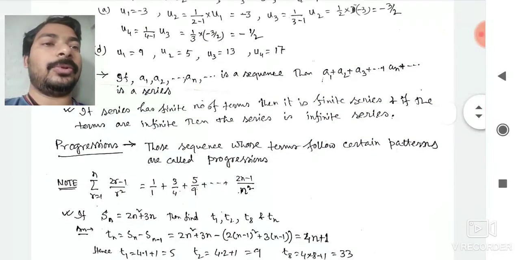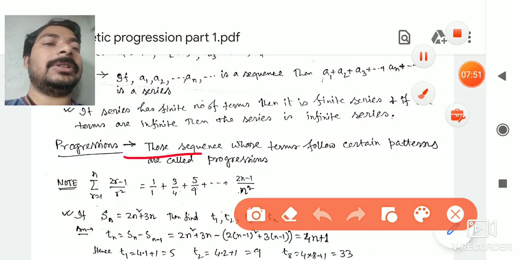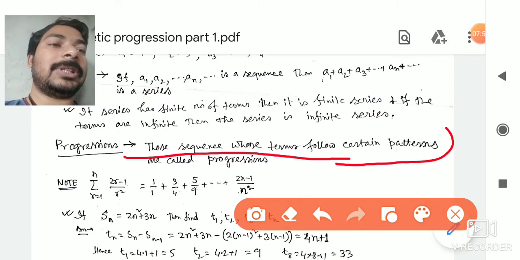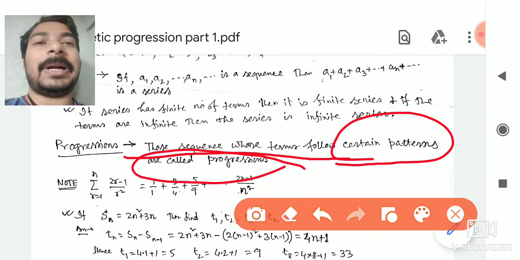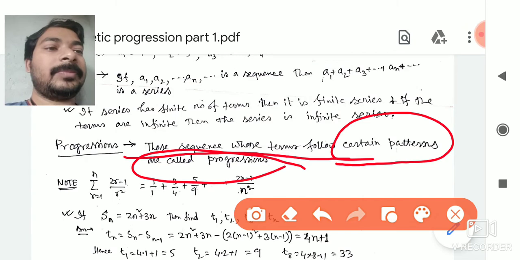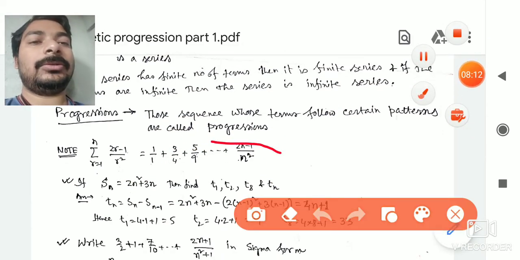Now come to progression. What is a progression? If the terms of some sequence follow certain patterns, then they are called a progression. Certain patterns they have to follow, maybe their differences are the same, maybe their ratios are the same, whatever, certain patterns should be followed. Now one important thing, this notation you have to learn to solve the problem.